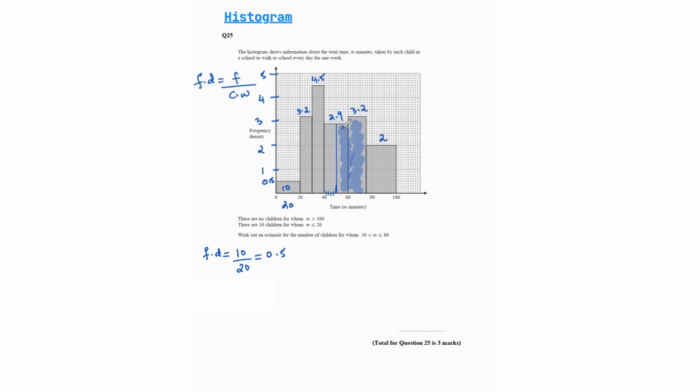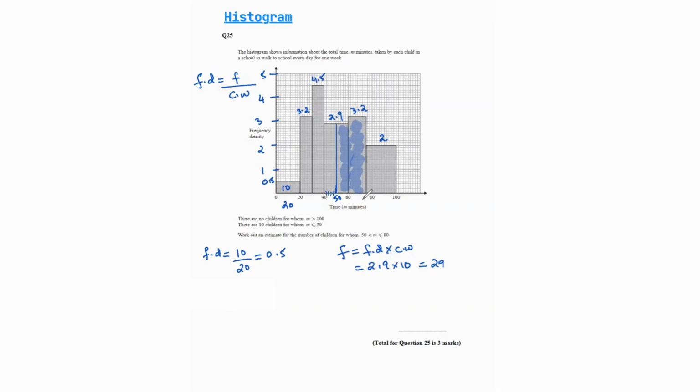So for the frequency for the bar from 50 to 60, we know that this is 50. So we multiply the class interval by the frequency density. Frequency density for this part is 2.9. As you can see, frequency density was frequency over class width. So frequency would be frequency density times class width. So that's 2.9 times 10, which is 29.